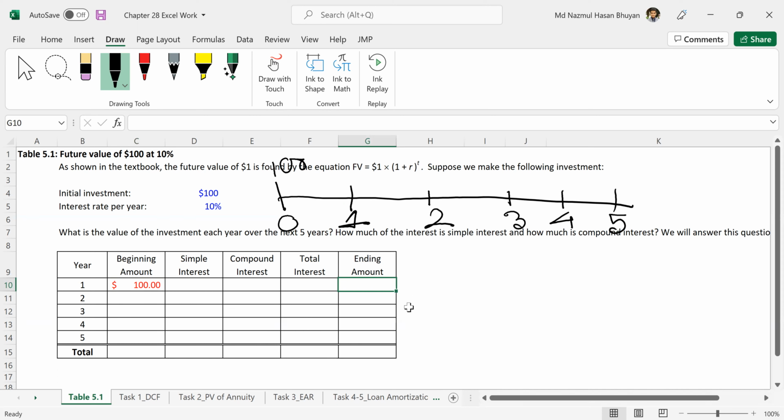So the formula we are going to use to calculate the value of this $100 at the end of 1 year from now, 2 years from now, 3 years from now, 4 years from now, and 5 years from now is the future value, FV.